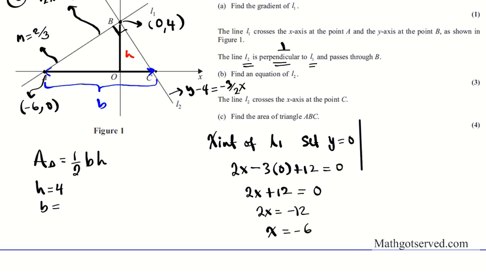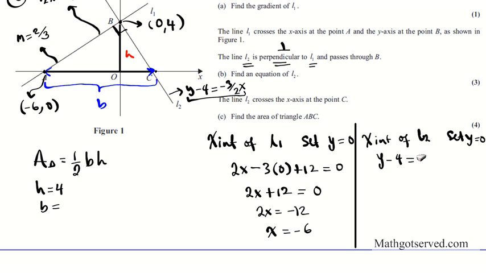Now we need to find the x-intercept of L2, and that will help us determine the length of the base. Okay, so to find the x-intercept of L2, same procedure, we're going to set y equal to 0 in the second equation, the equation that we found, which is this one right here. So we plug it into the equation y minus 4 equals negative 3 over 2 x. We're going to set y to 0, so we have 0 minus 4 equals negative 3 over 2 x.